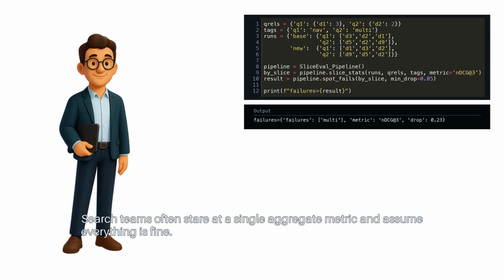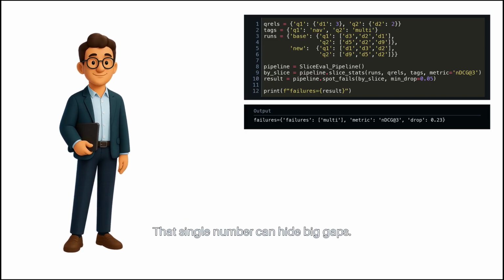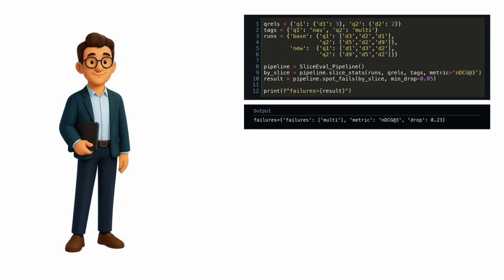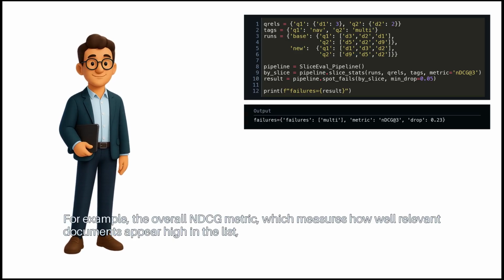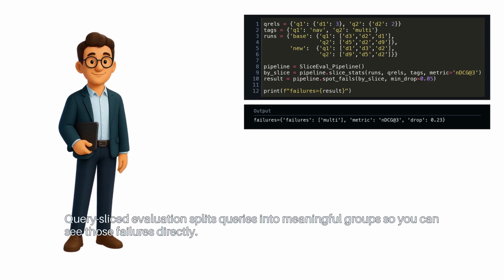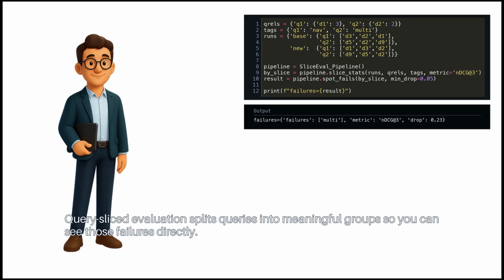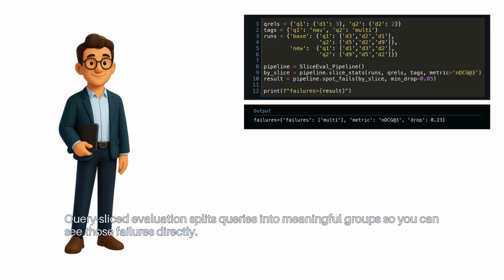Search teams often stare at a single aggregate metric and assume everything is fine. That single number can hide big gaps. For example, the overall NDCG metric, which measures how well relevant documents appear high in the list, can be healthy, while exact match queries or navigational queries are broken. Query sliced evaluation splits queries into meaningful groups so you can see those failures directly.